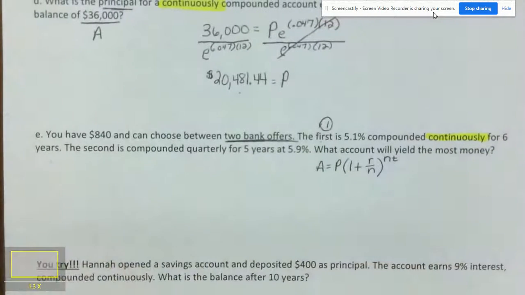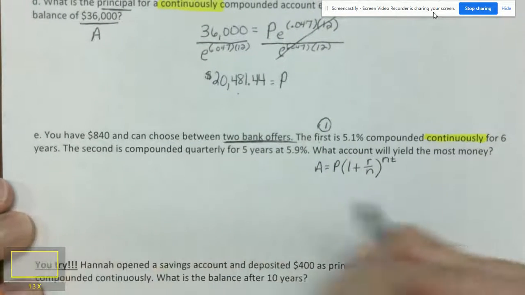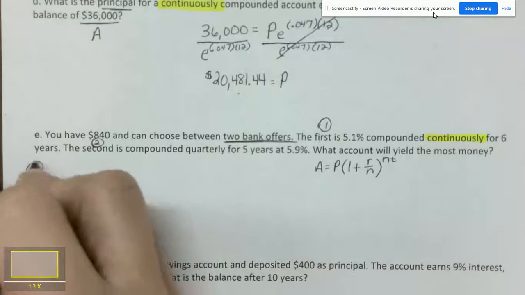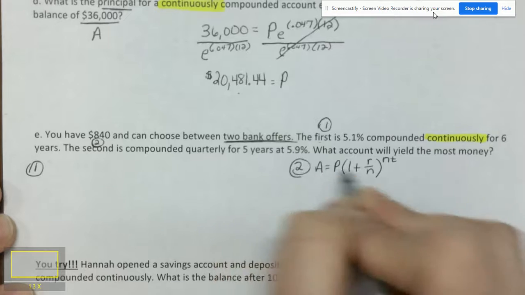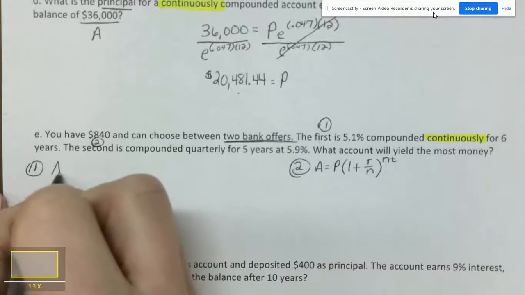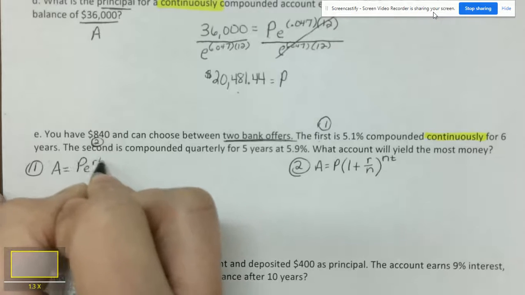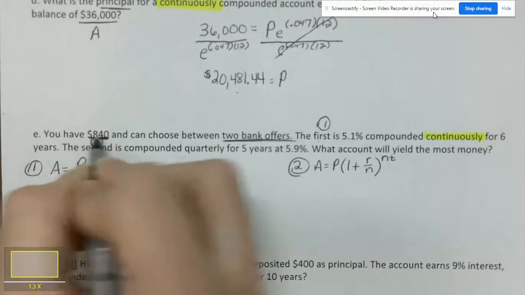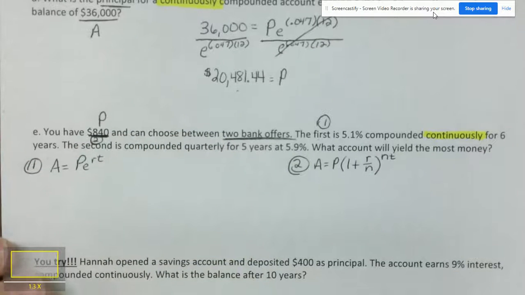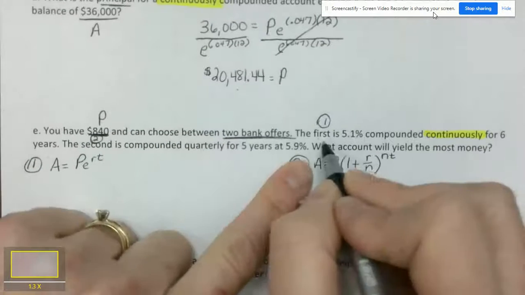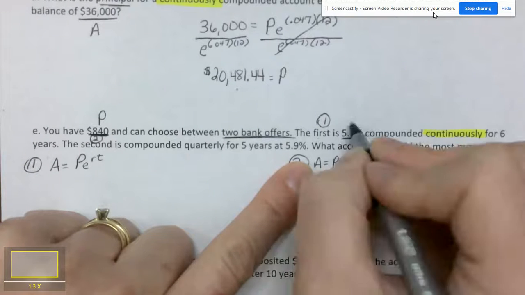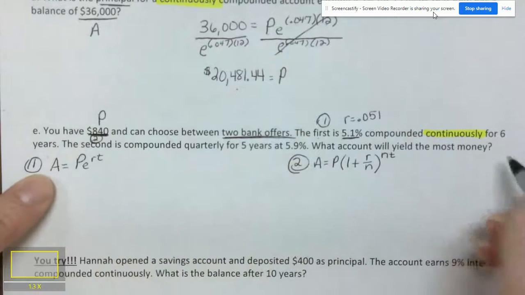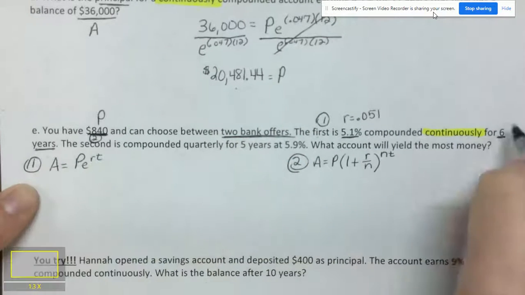All right, so let's mark what we know. We're going to have 2 offers. Okay, so offer 2 is here. I marked offer 1 there. So let's do offer 1, and I'm using this formula for offer 2. For 1, I'm using this formula. Now, you have $840. So this $840, that's your principal, your initial amount. Okay, first, 5.1%, that's my rate, which I convert to a decimal, 0.051. And 6 years is going to be my time.